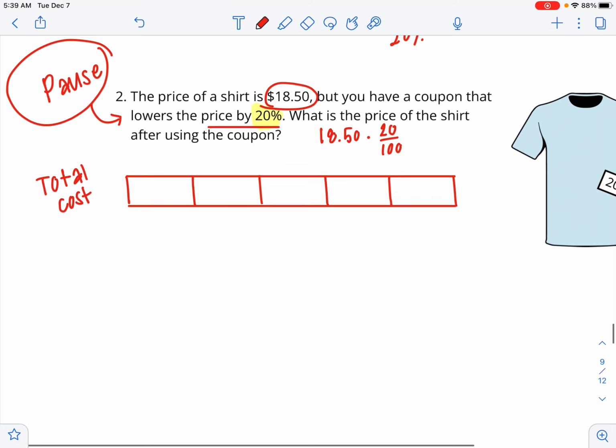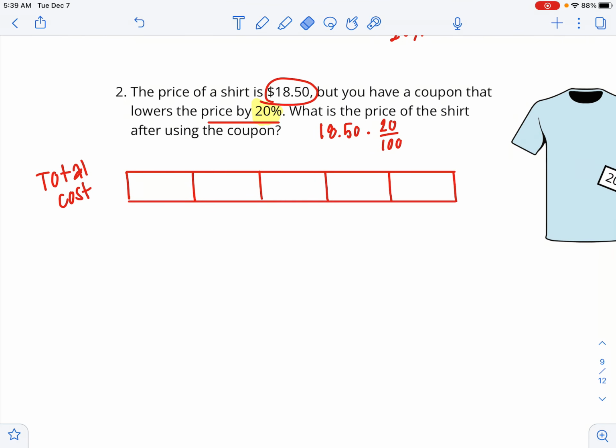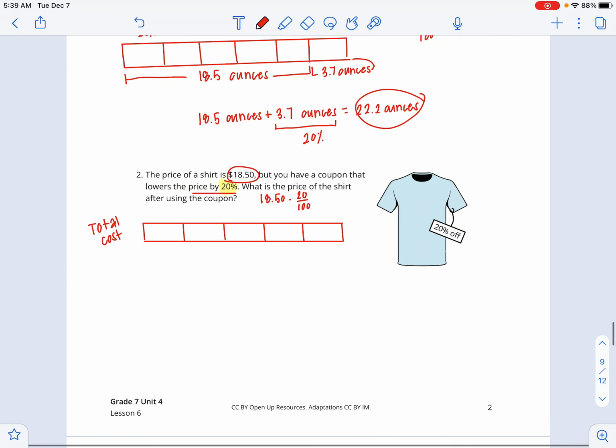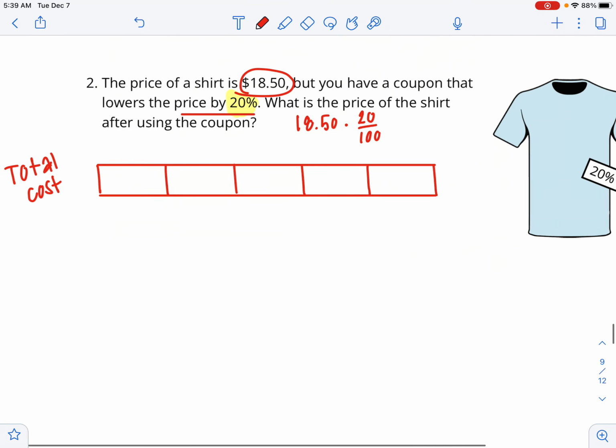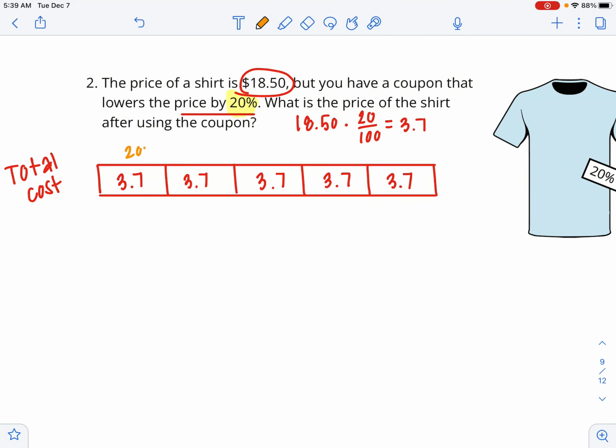Let me zoom in so we can see clearly. 1850 times 20 over 100, which of course is the same thing as just 18.5 times 0.2, and that is equal to 3.7, just like up here, right? It's the same exact total. We're starting with the same whole. So I have $3.70 is the same thing as 20%. Each of these boxes represents 20%. And again, the reason why is just because we have 5 of those boxes in total for a whole of 100% or $18.50.